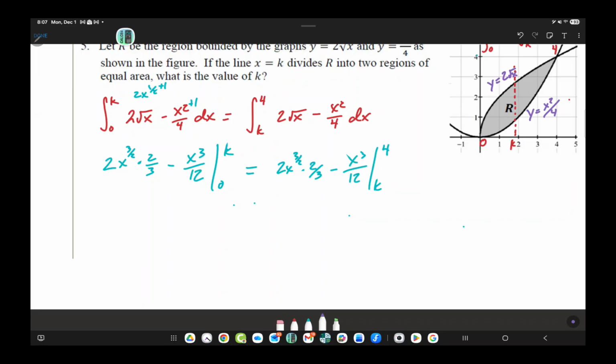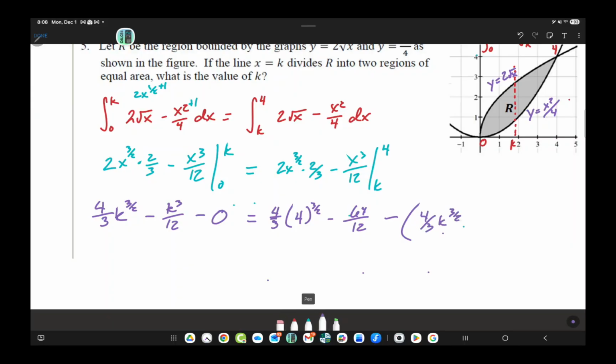Now we can simplify it a little bit. If I plug in k, well, 2 times 2 thirds is 4 thirds k to the 3 halves minus k cubed over 12. If I plug in 0, I get 0, so it doesn't do anything. Plugging in 4, I get 4 thirds times 4 to the 3 halves minus, well, 4 cubed is 64 over 12, minus, well, the 4 thirds k to the 3 halves minus k cubed over 12.